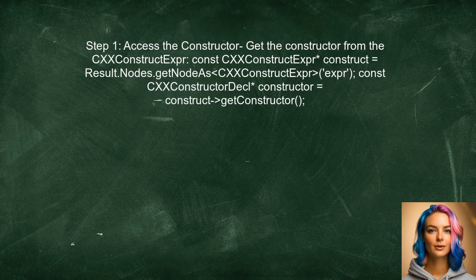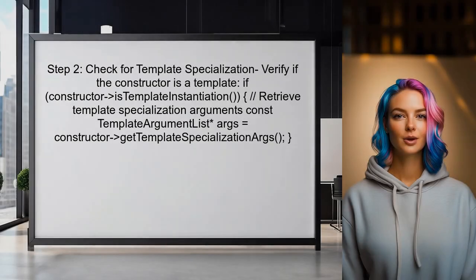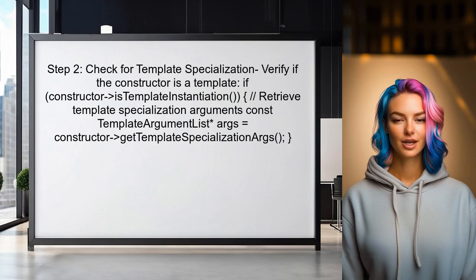To retrieve template parameters from a CXXConstructExpr in the Clang AST, the user should first ensure they have access to the constructor of the expression. This is done by getting the constructor from the CXXConstructExpr. Next, the user needs to check if the constructor is a template. If it is, they can retrieve the template specialization arguments. This is crucial for accessing the template parameters.